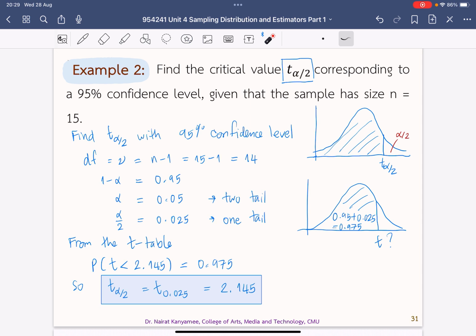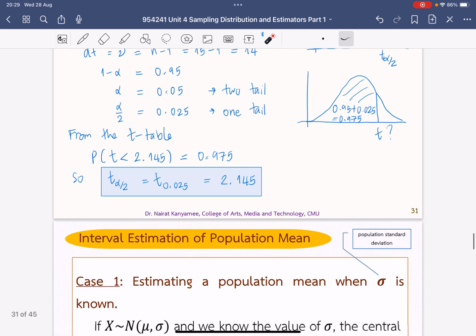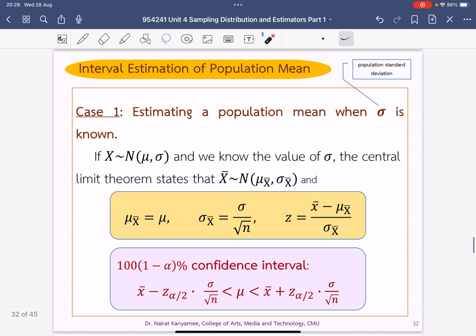Okay, next we are going to use this t value and z value to estimate the interval where the population mean lies in. Okay, here's the way to find it. There are three cases to find the interval estimation for population means. The first case, case 1, we estimate a population mean when sigma, which is the population standard deviation, is known.